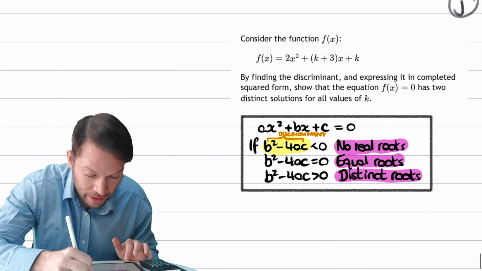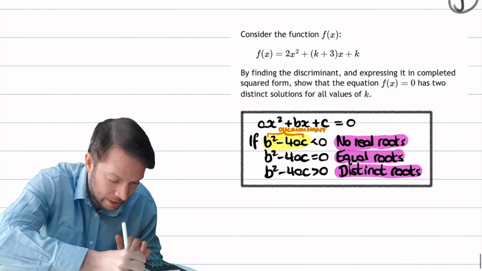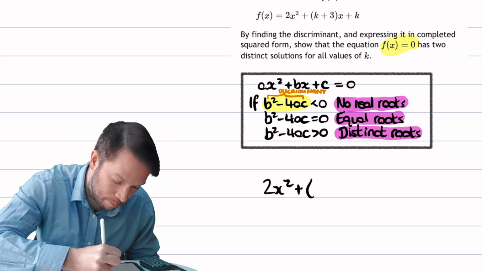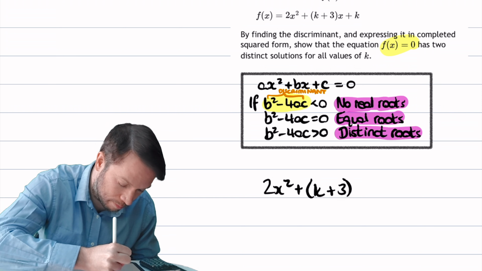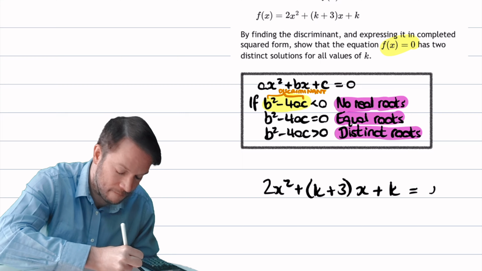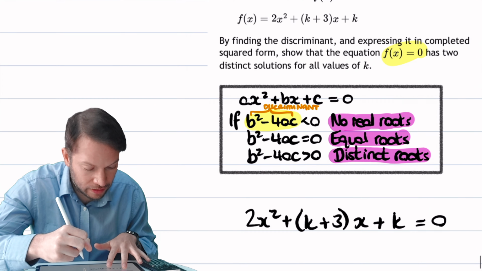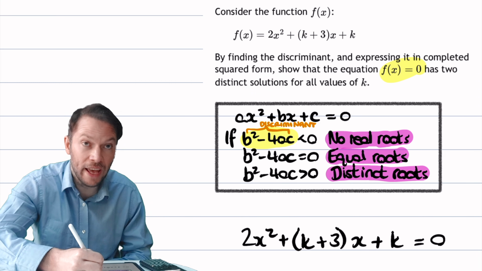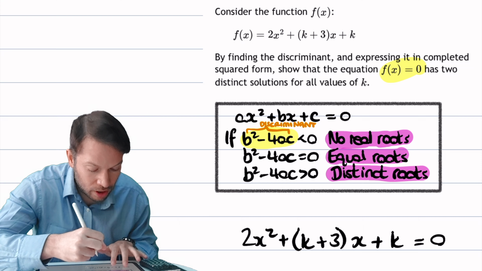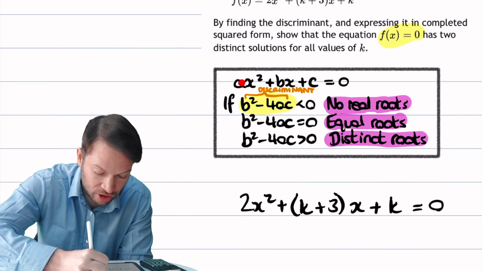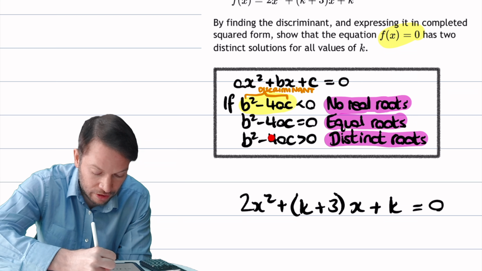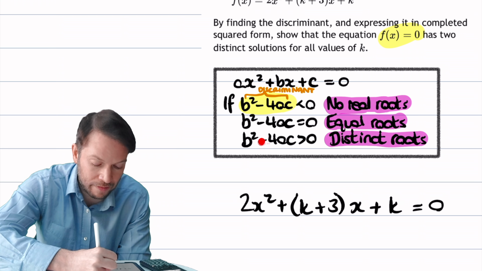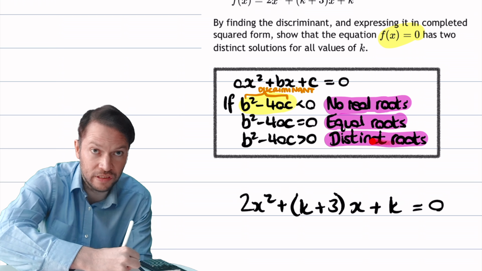Well, let's just set f of x equal to 0, as it says first, because we're told that here. So we're going to say 2x squared plus (k plus 3)x plus k is equal to 0. And we want to show that this equation has two distinct solutions of x for all values of k. So remember, we can use the discriminant for that. If we have an equation ax squared plus bx plus c equals 0, the discriminant is b squared minus 4ac.